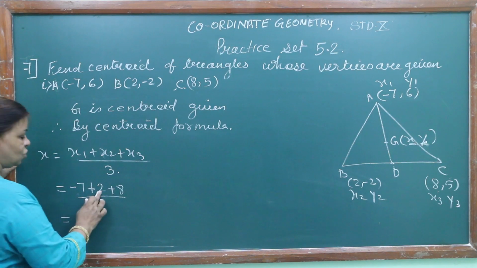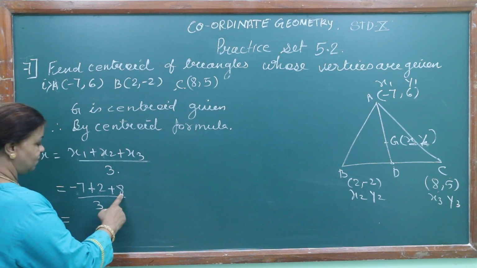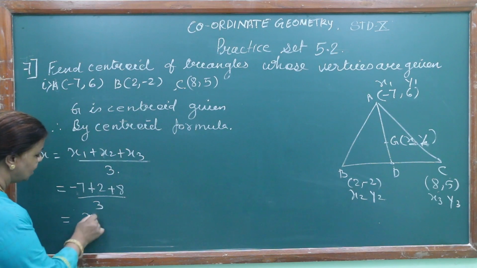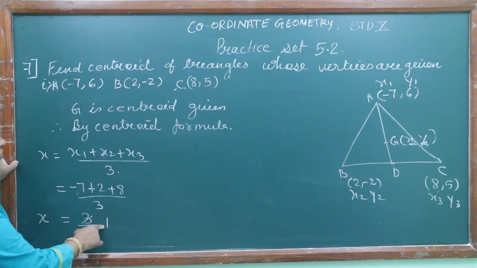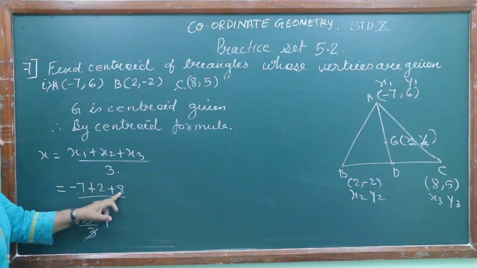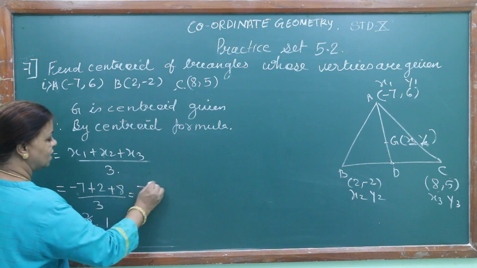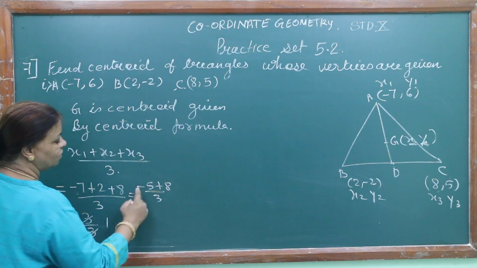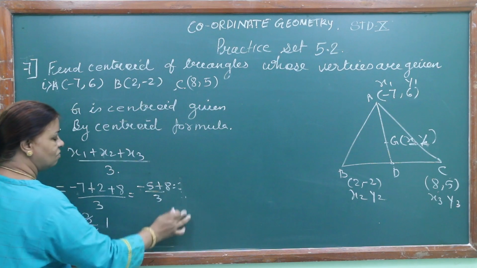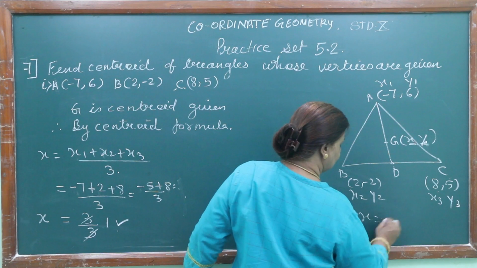Now minus 7 plus 2 minus 5 plus 8, minus 5 plus 8 would be 3, 3 upon 3, and the answer is 1. You want me to elaborate? Minus 7 minus 5 plus 8 upon 3. One is minus, one is plus. So subtraction 8 minus 5 is 3. 3 upon 3 is 1. And therefore we got the x value as 1.